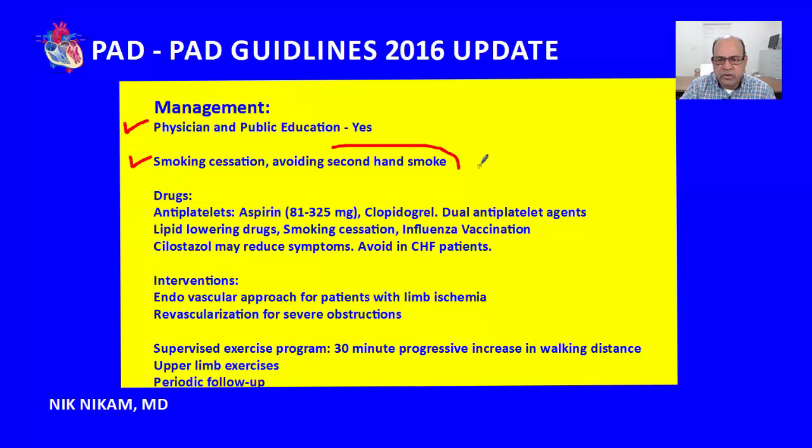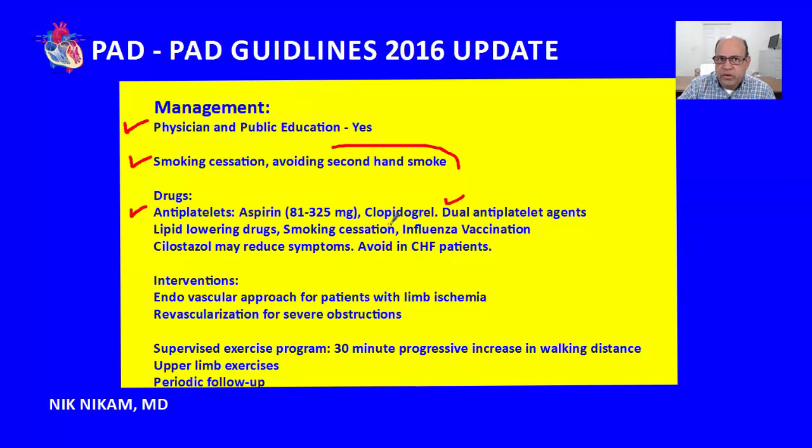According to the 2016 guidelines, all these patients need to be treated with antiplatelet agents, starting with aspirin 81 to 325 milligrams and clopidogrel if there is significant peripheral arterial disease. If these patients undergo vascular intervention, they need to be on dual antiplatelet agents. Definitely, these patients need to be on lipid lowering drugs. They should be strongly advised to go through a smoking cessation program.